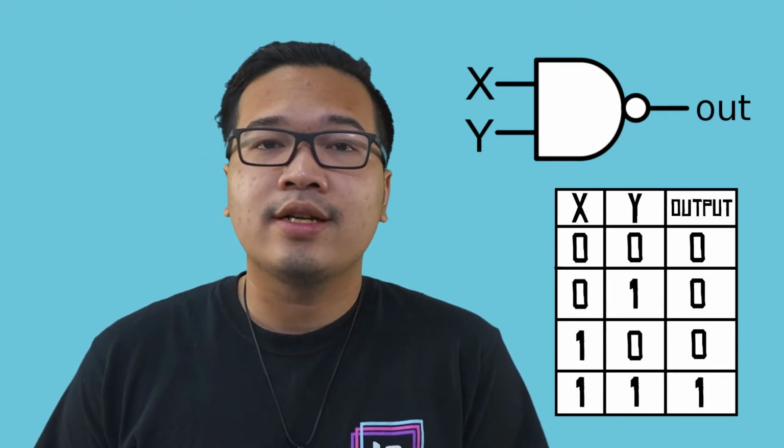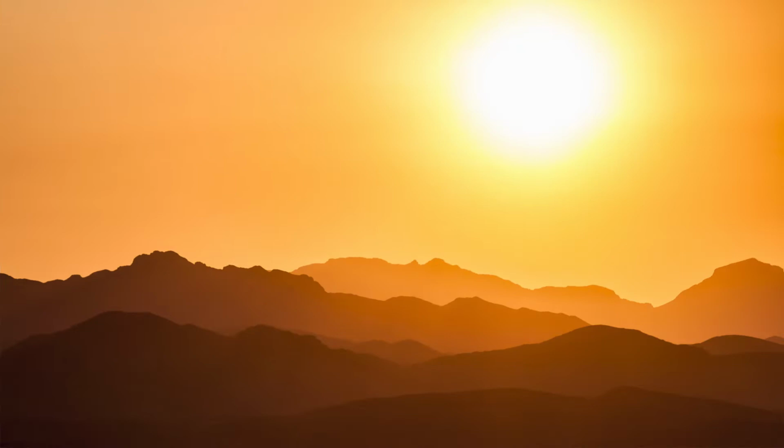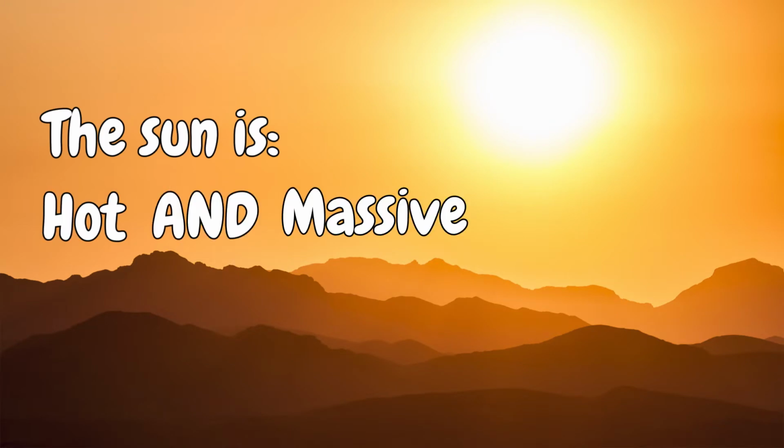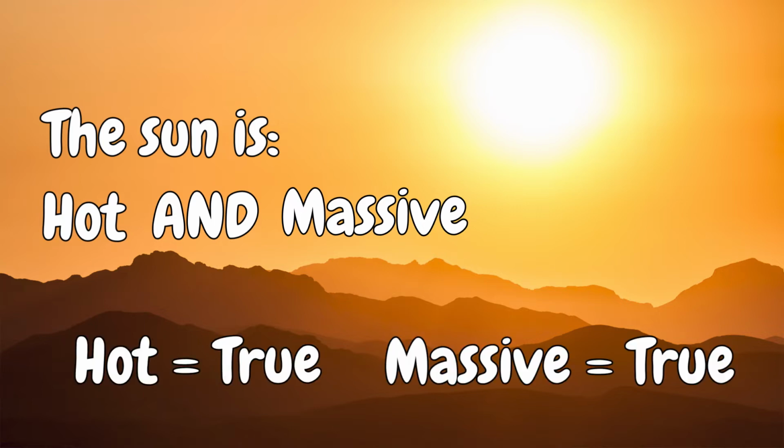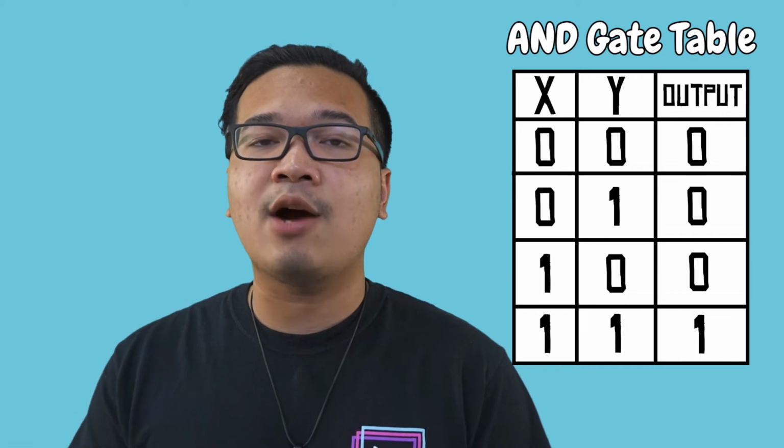For example, given the following sentence, the sun is hot and massive. We know that the sun is indeed hot, and so this part is true. We also know that the sun is indeed massive. In fact, it is 109 times larger than the Earth's diameter. Since both these clauses are true, the entire sentence is also true. On screen now is the truth table that describes the input and output relationship of a 2-input AND gate.